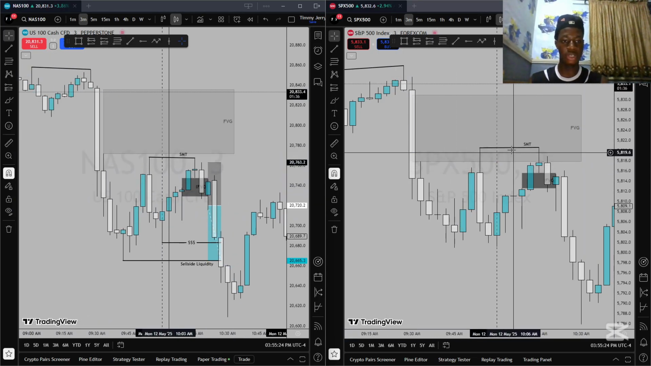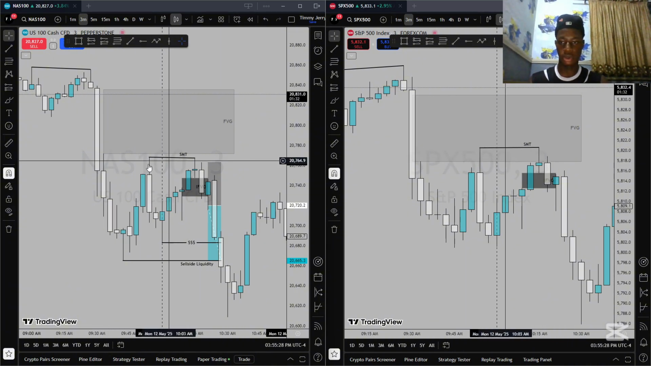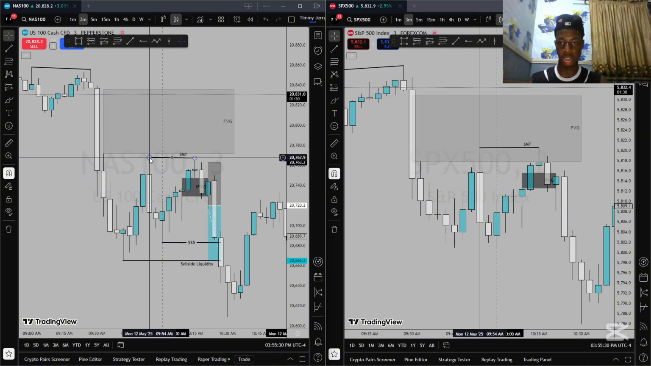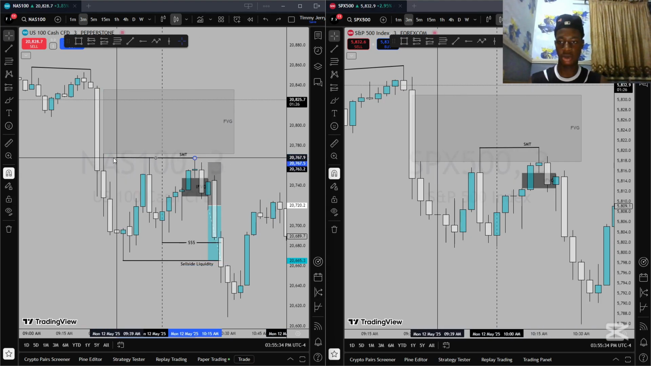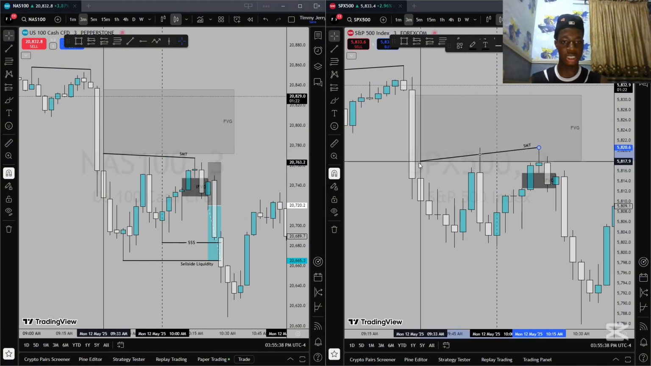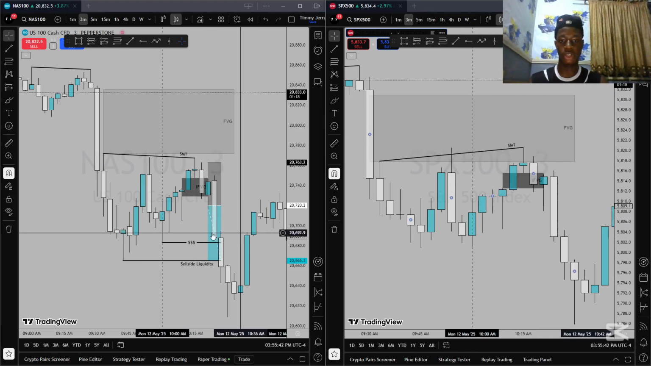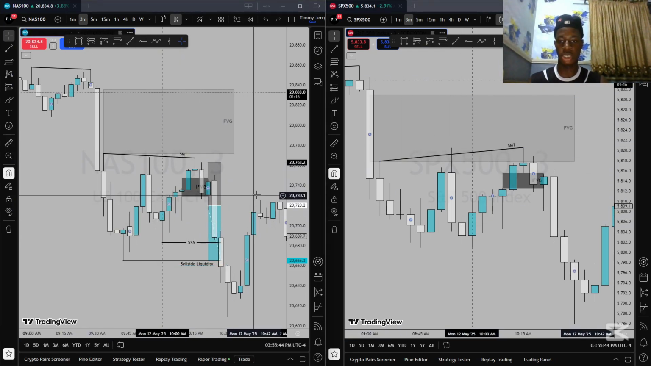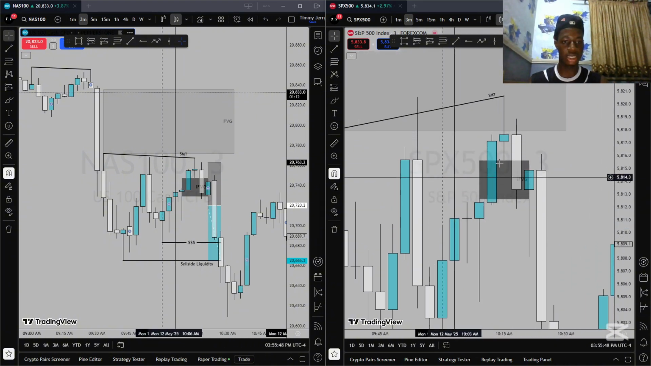So right there, even if you can't really see this SMT right here, look at this high. Price didn't take out this high. So let's say you want to extend your line or your trend line to this high, you're also going to see that we did have an SMT. So price tapped into the 3 minute fair value gap with an SMT. All we needed to see is a 3 minute inverse fair value gap, and instantly we got that.